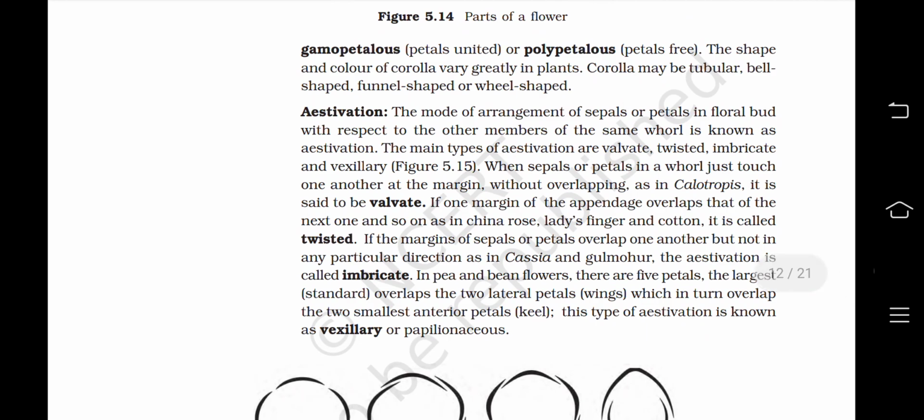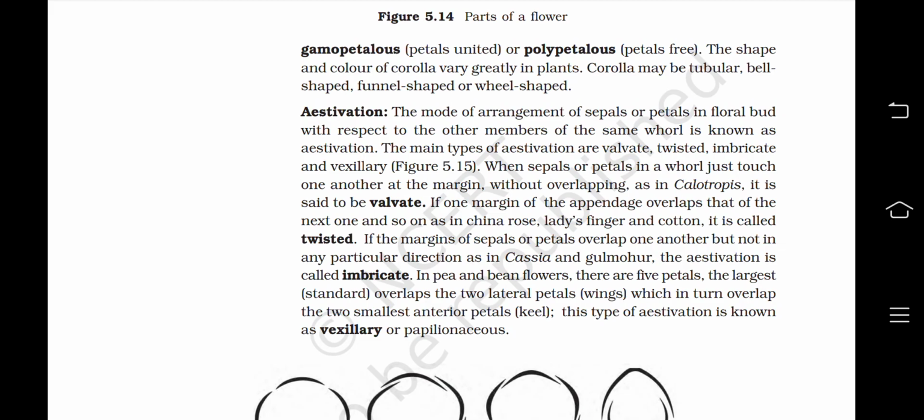When sepals or petals in a whorl just touch one another at the margin without overlapping, as in Calotropis, it is said to be valvate. If one margin of the appendage overlaps that of the next one and so on, as in China rose, ladyfinger and cotton, it is called twisted. If the margins of the sepals or petals overlap one another but not in any particular direction, as in Cassia and Gulmohar, the aestivation is called imbricate.